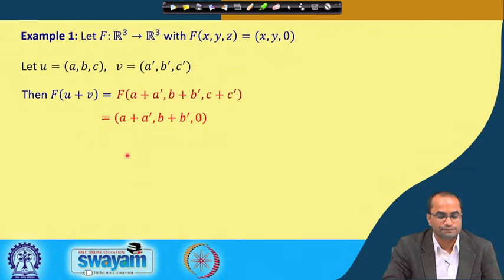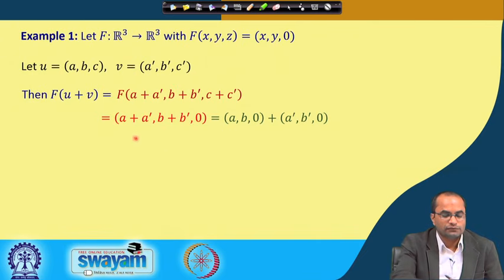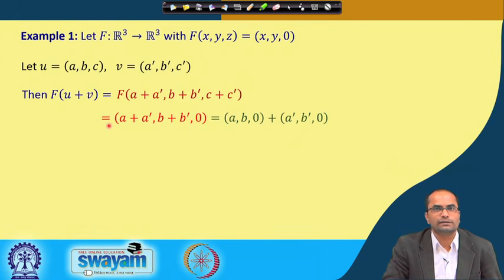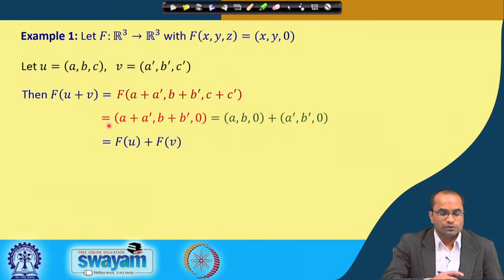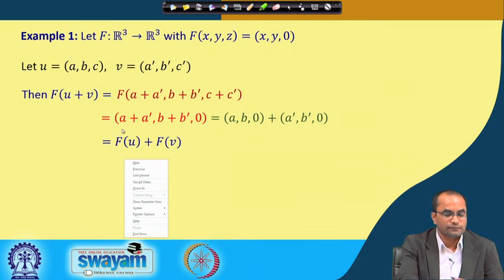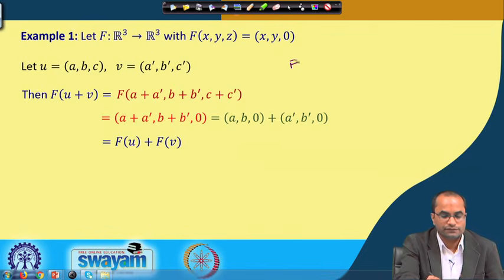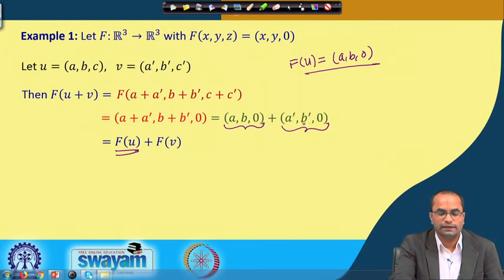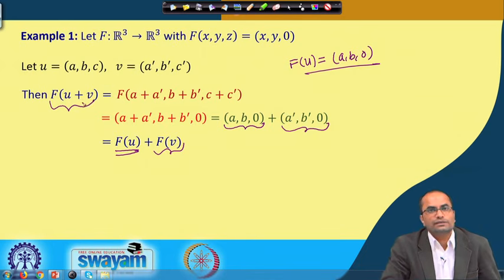Now, we have this vector again from R^3, because the map is from R^3 to R^3, and we can rewrite this vector as a sum of two vectors. The first one (a, b, 0) and the second one (a', b', 0), because the sum of these two vectors is nothing but (a plus a', b plus b', 0). Here (a, b, 0), as per the definition, is f(u), because when we take f of u, where u is (a, b, c), this gives (a, b, 0). And (a', b', 0) is nothing but f(v). So, what we have seen is that f(u plus v) is equal to f(u) plus f(v).